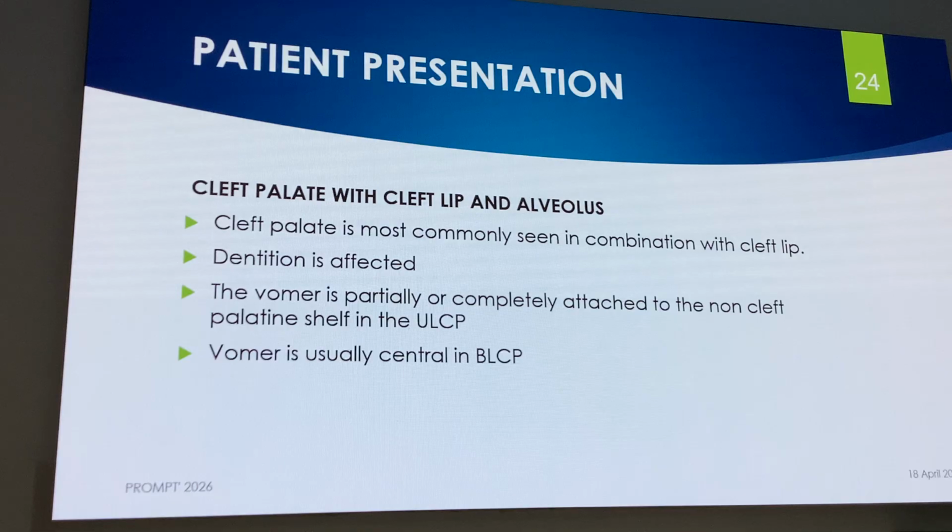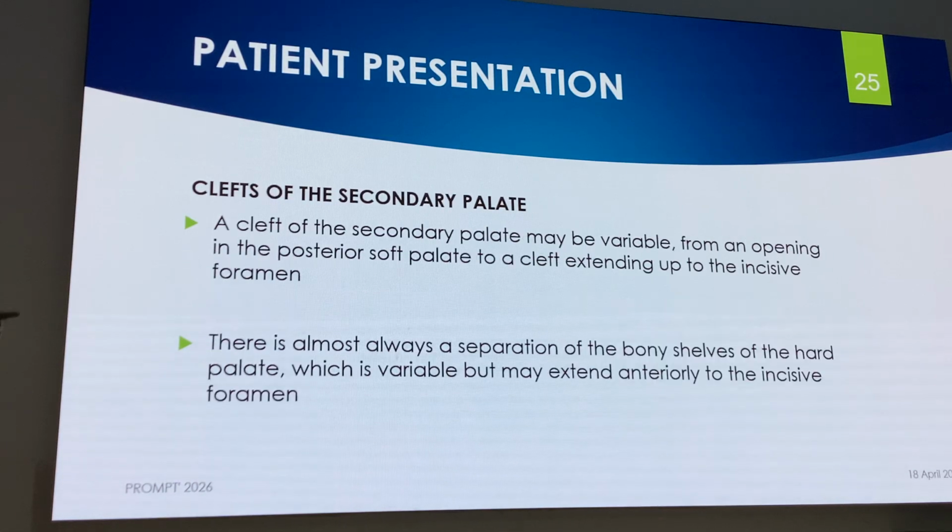Now what you see again is cleft palate with cleft lip. Cleft palate is most commonly seen in combination with cleft lip. Dentition is affected in this case. The vomer is partially or completely attached to the non-cleft palatine shelf in the unilateral cleft palate. The vomer is usually central in the bilateral cleft.